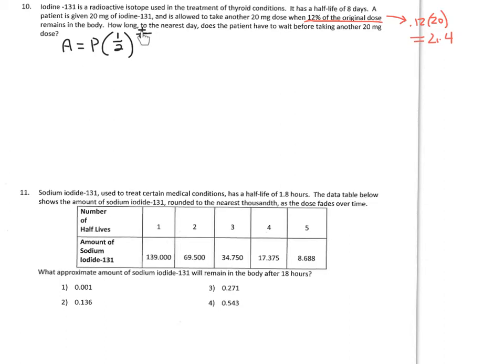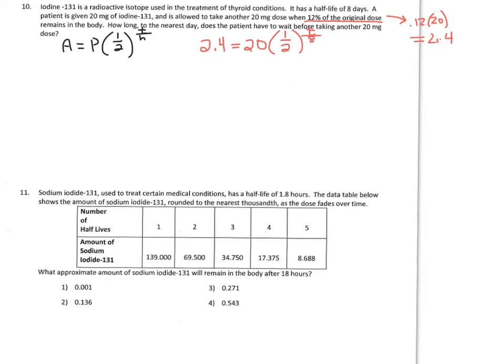So what they want us to figure out is how long, to the nearest day, does the patient have to wait before taking another dose. So we're looking for the T. Okay, so the ending amount, the A, is 2.4. That's the amount that remains in the body when they're allowed to take another dose. The initial amount, the P, is 20. The T is what we're solving for. And the half-life, they told us, is 8 days. All right, so we're just going to solve this.